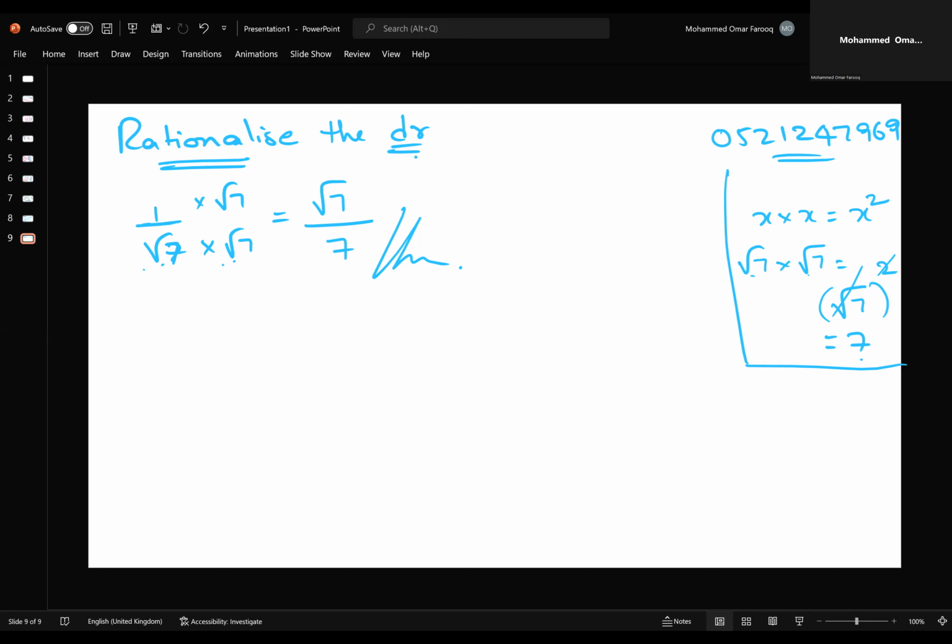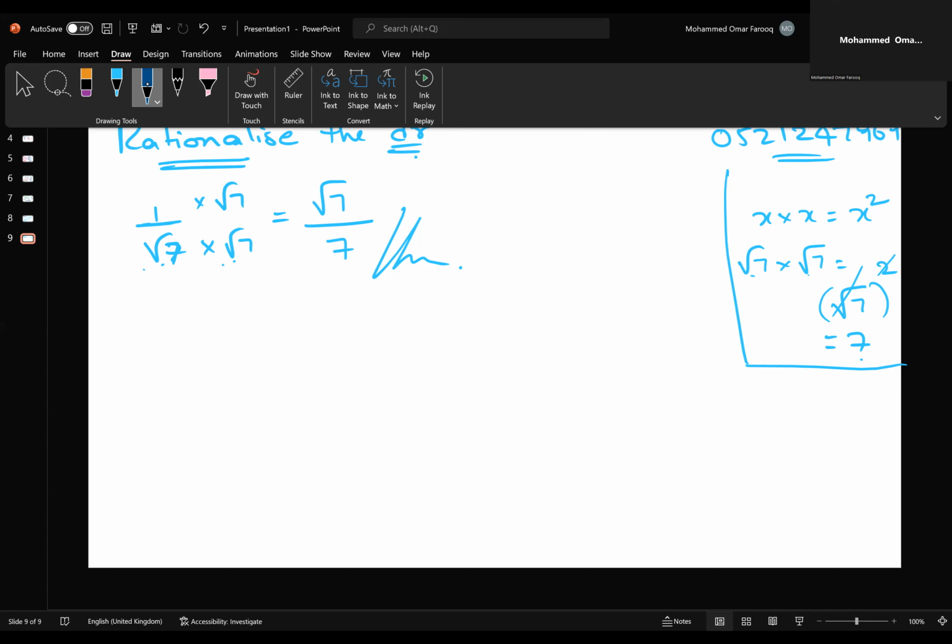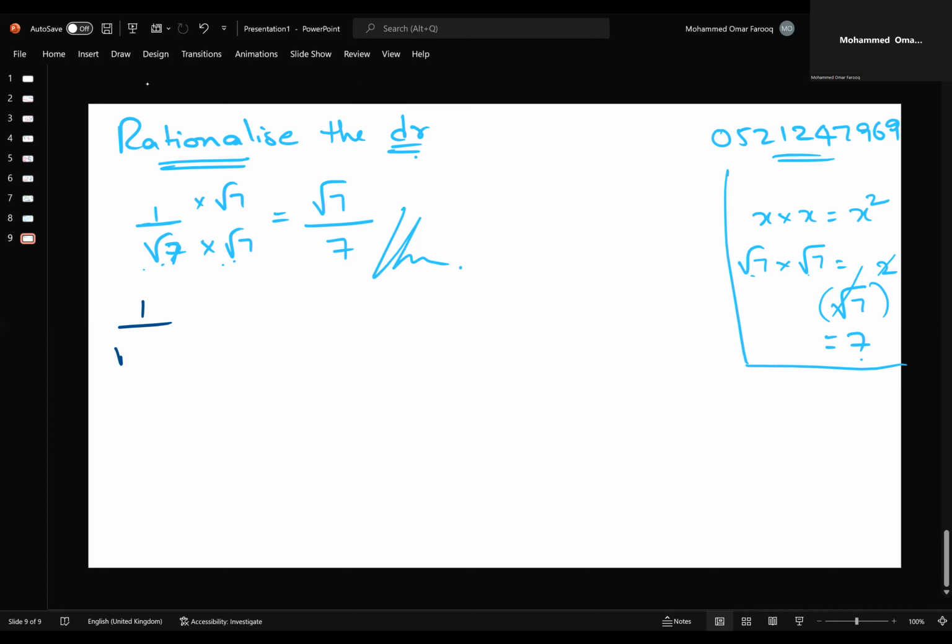Suppose you have two terms in the denominator, for example, 1 by root 7 minus root 6. For this, we use the concept we studied as algebraic identities. Already we have seen how root 7 became rational by multiplying with root 7. When it is squared, square and square root get cancelled. So that should be the concept.